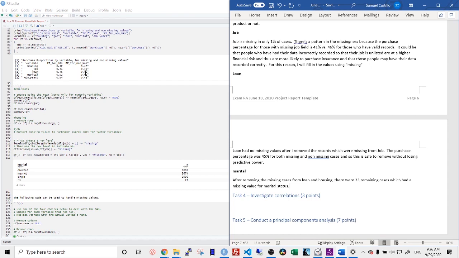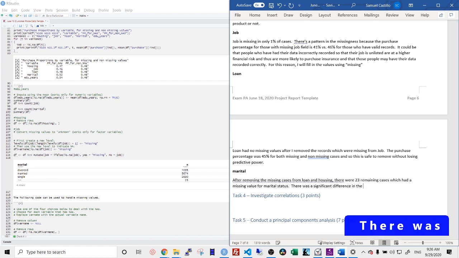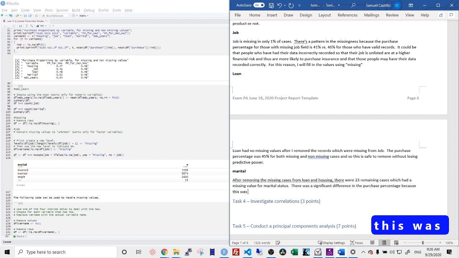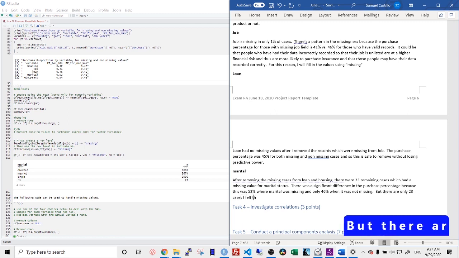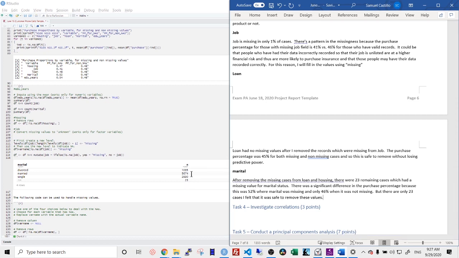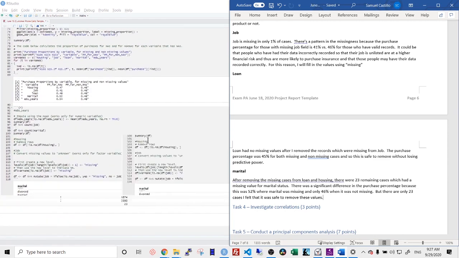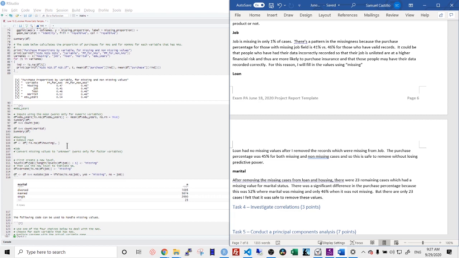52% versus 46%. That's a significant difference. There was a significant difference in the purchase percentage, because this was 52% where marital was missing, and only 46% when it was not missing. But because there are only 23 cases, I felt that it was safe to remove these values, because you're looking at 23 out of almost 10,000 records. So even if they were significant, there would not be enough sample size to give them credibility in a model. So let's just remove them here, and there it is.